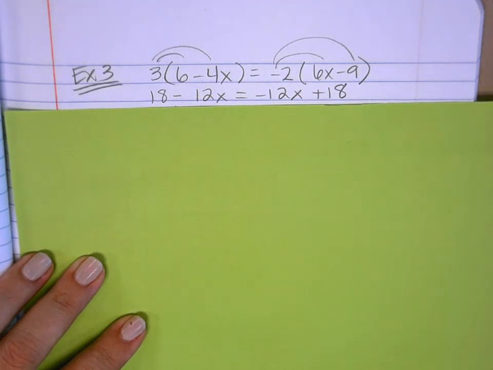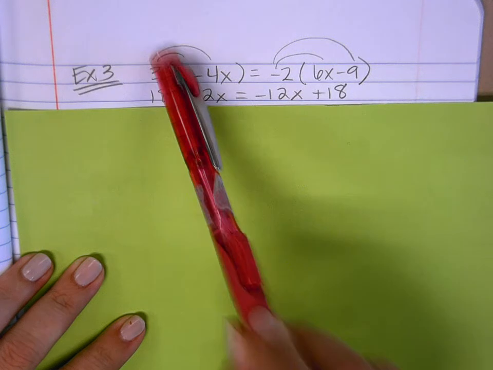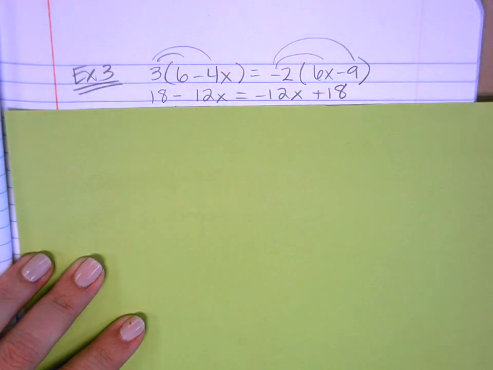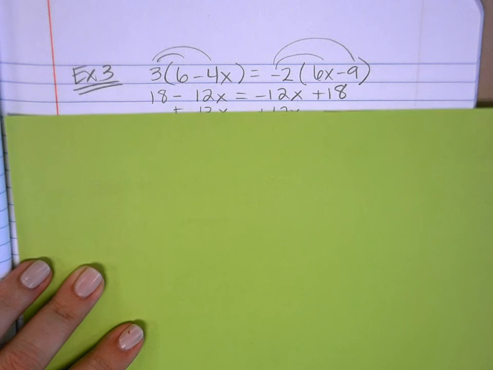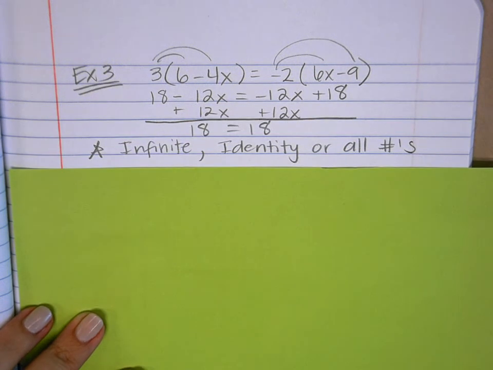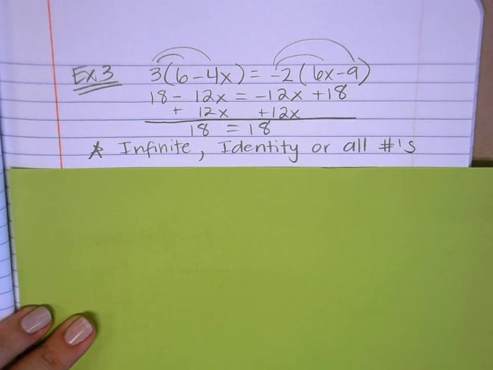Somebody already saw the answer. Do I have exactly the same thing on both sides? It's in different order, but is it the same? Are you sure? I have 18 and 18. I have -12x and -12x. So what should the answer be? You can put all numbers if you want to abbreviate. Infinite means all, right? Meaning forever and ever and ever.